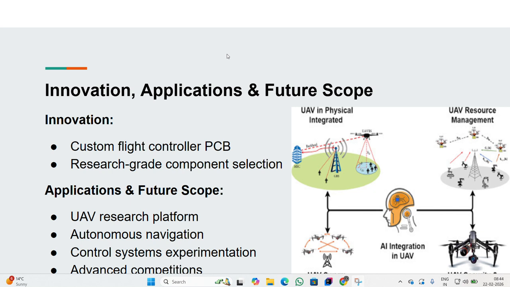Now here comes innovation, applications and future scope. Innovations are the custom flight controller PCB and research grade component selection. Applications and future scope are UAV research platform, autonomous navigation, control systems experimentation, and advanced competitions.